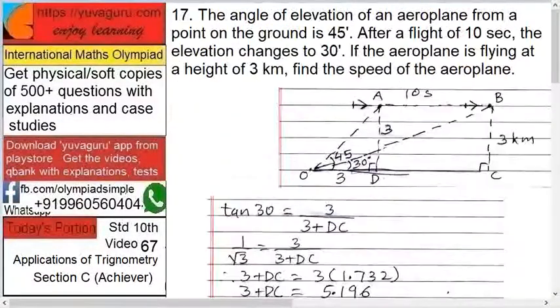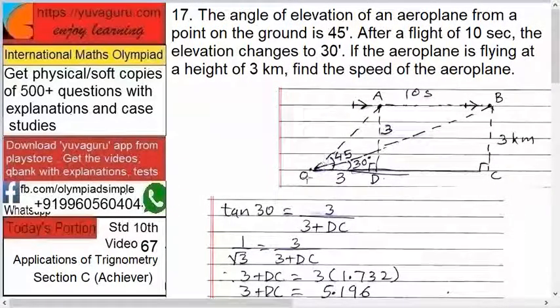Okay. Next, the angle of elevation of an aeroplane from a point on the ground is 45 degrees. After a flight of 10 seconds, the elevation changes to 30 degrees. If the aeroplane is flying at a height of 3 kilometers, find the speed of the aeroplane.